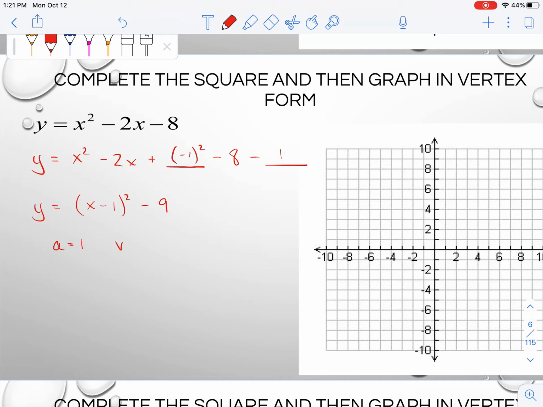So a is 1, and my vertex, again, inside is opposite, so +1 and -1. So here, because my a value is simply 1, I'm going to graph the final graph. I'm going to be at 1, -9, right? I'm going to go over 1, up 1, over 2, and up 4, right? And if I went over 3 and up 9, I would have points here and here as well. Okay? So we're going to end up with a graph that's going to look something like this.